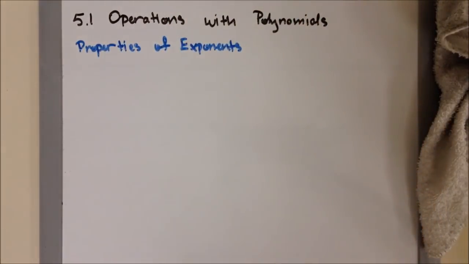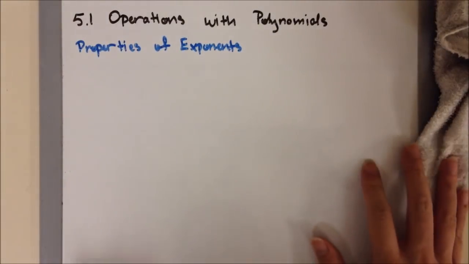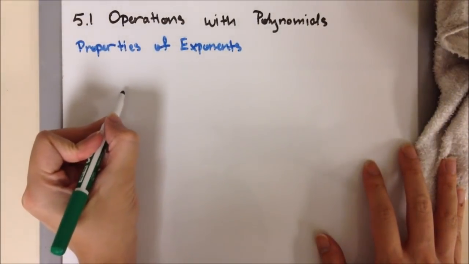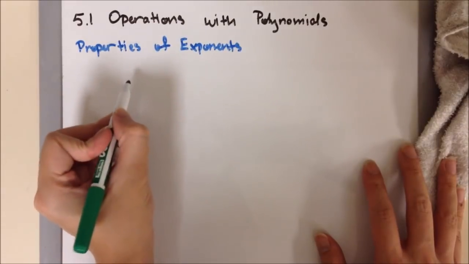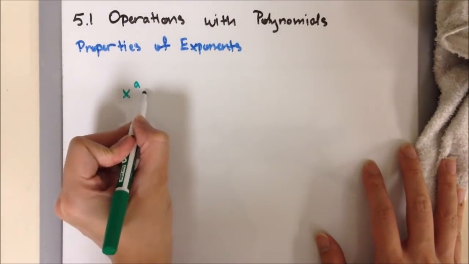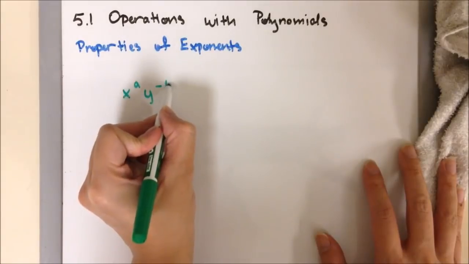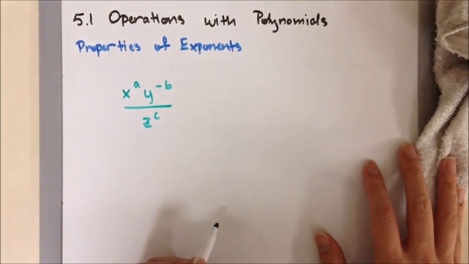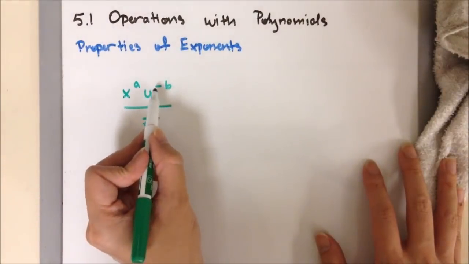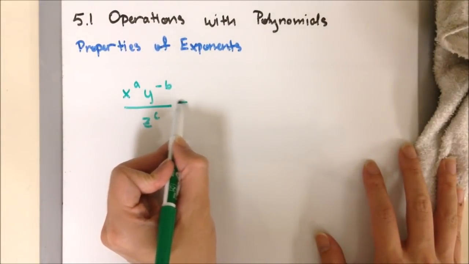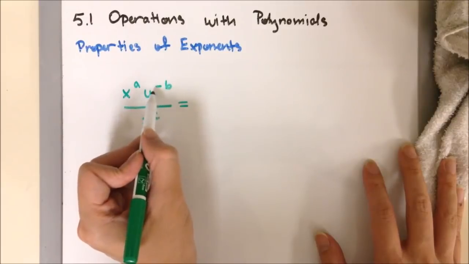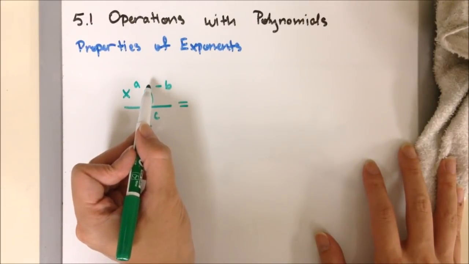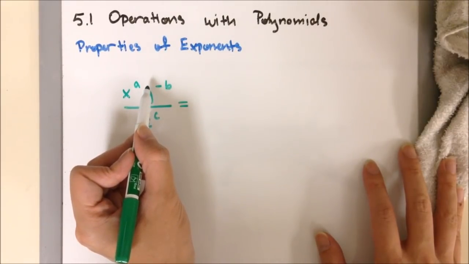So first off, for the property definition, say we have x to the a power times y to the negative b power over z to the c power. When we have a negative exponent in this case, again, we need to have our final answer in positive exponents.